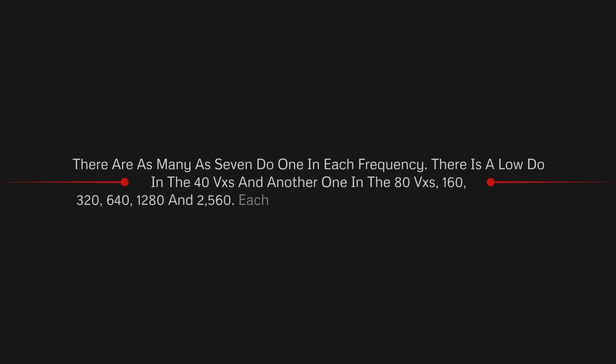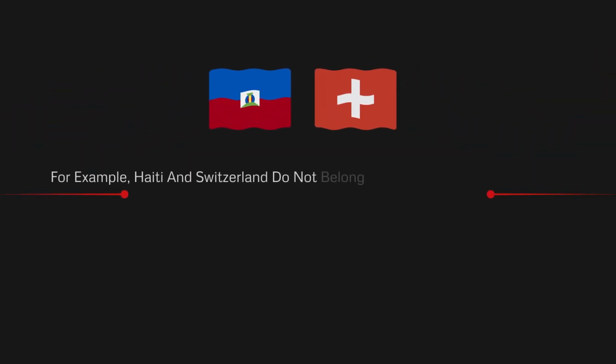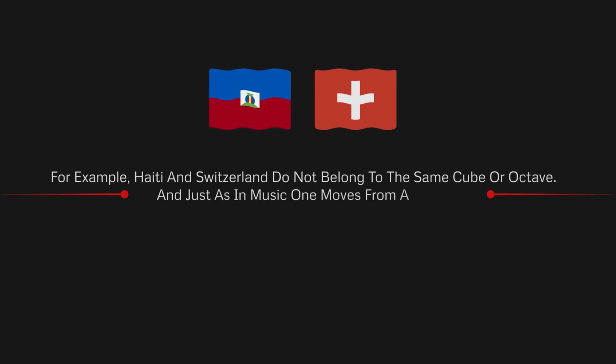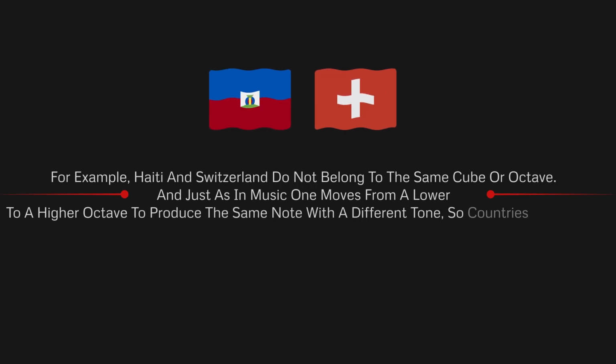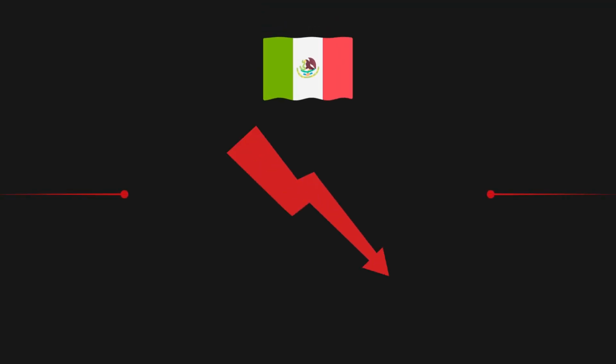and 2560. Each frequency or octave is another cube, and this is very important, not only in musical language, but in all aspects of life. For example, Haiti and Switzerland do not belong to the same cube or octave. And just as in music, one moves from a lower to a higher octave to produce the same note with a different tone. So countries can fall or climb to higher and lower octaves. And just as in music, when a country falls to a lower octave, its frequency changes too. For instance, Mexico's GDP fell 10% in 2020.